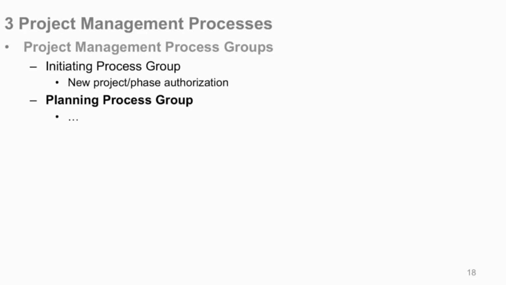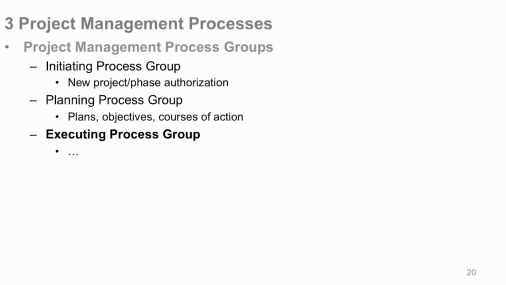In the planning group, all of your plans for all of the knowledge areas are part of the planning group. The objectives are in those plans. Courses of action are in the plans. The plans are basically how you are going to accomplish these things in general, and then you get specific later. The executing process group, this is where you actually build the work. You complete the job, you deliver the deliverables.